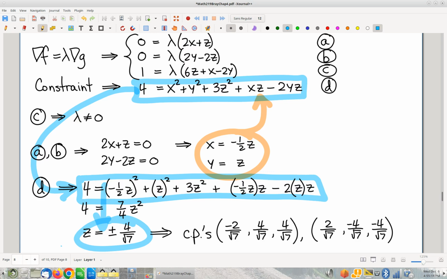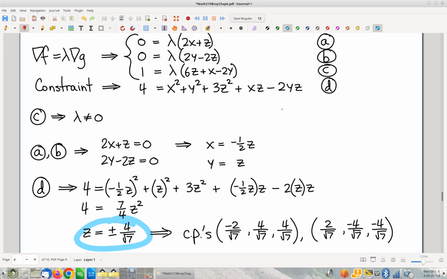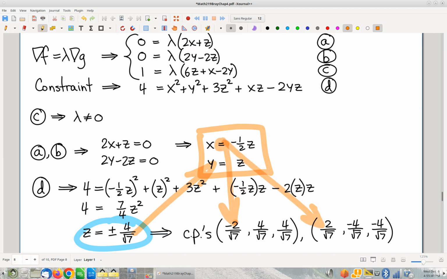All right, and then what do I do with these two possible values of z? I need to figure out how to get x and y, but don't forget, we already concluded how to solve for x and y in terms of z. So I can take these two values of z, and I can plug them into here, and this tells me my x's, right? And this then tells me my y's.